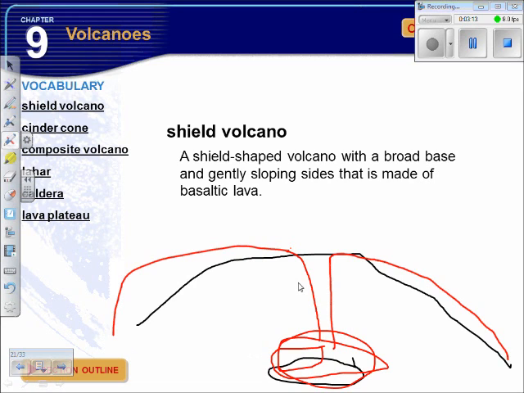The volcanoes Mauna Loa and Kilauea on Hawaii are examples of a shield volcano. They cover a larger area and the lava flows from them.